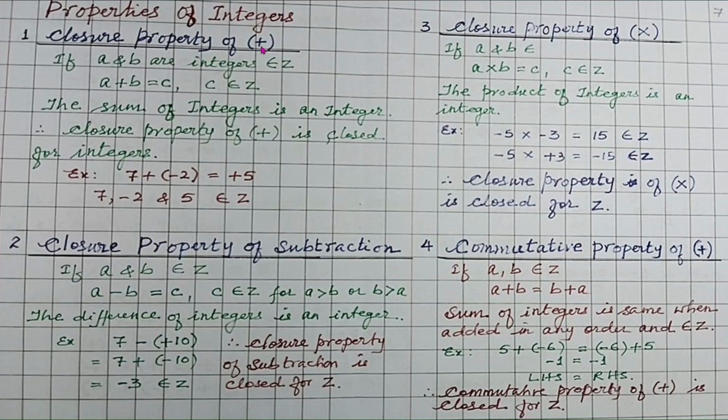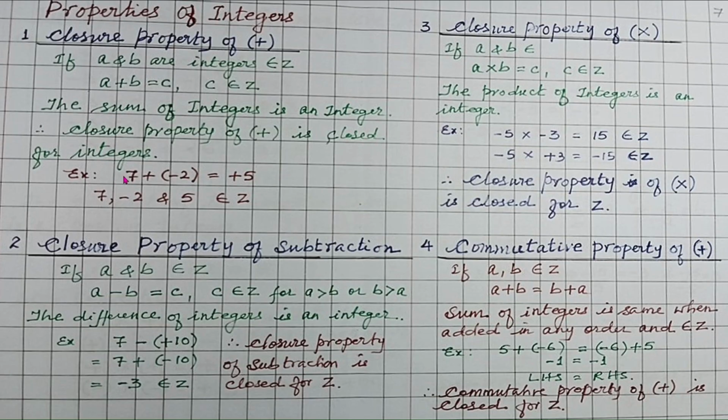So, closure property of addition. What is this closure property of addition? If we have two numbers a and b, a is an integer, b is an integer, when we add, c is again an integer, c belongs to Z. It means if the sum of two integers is again an integer, then the closure property of addition is closed for the set of integers.